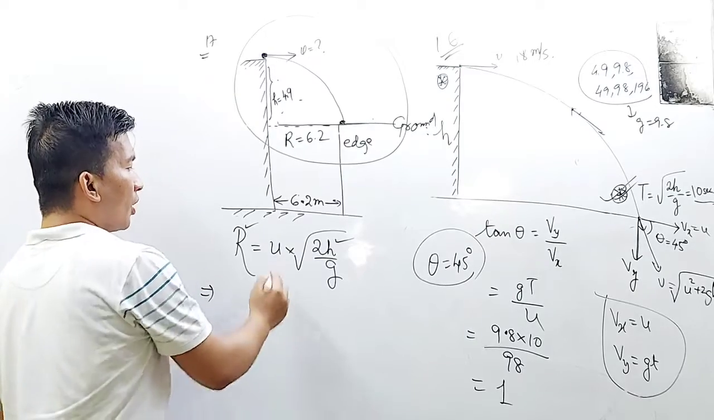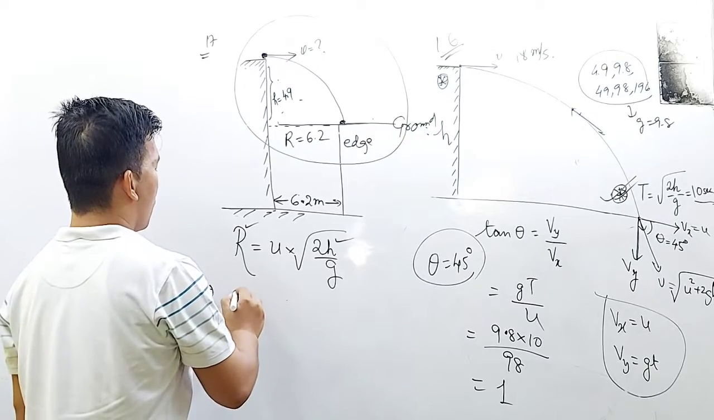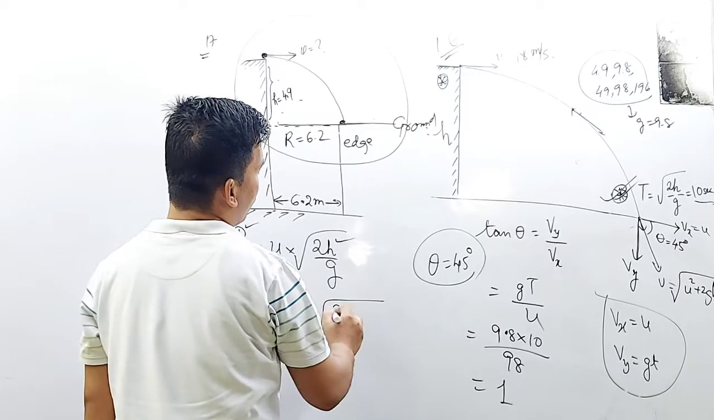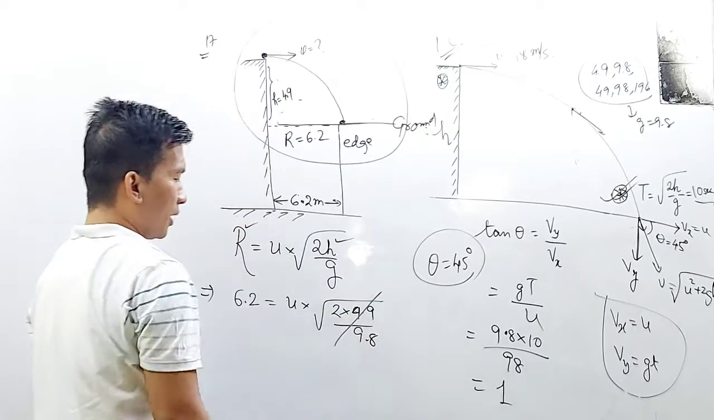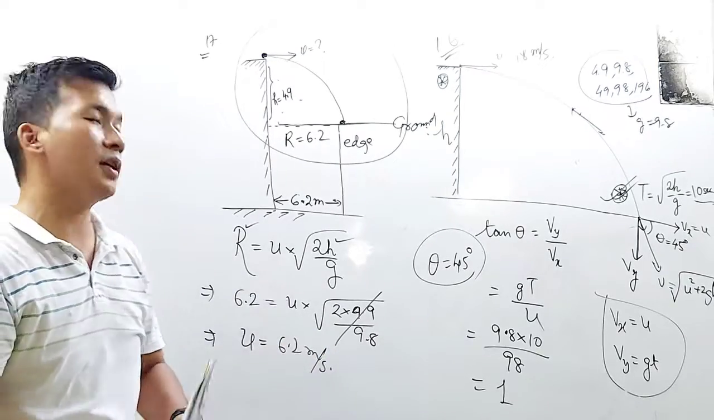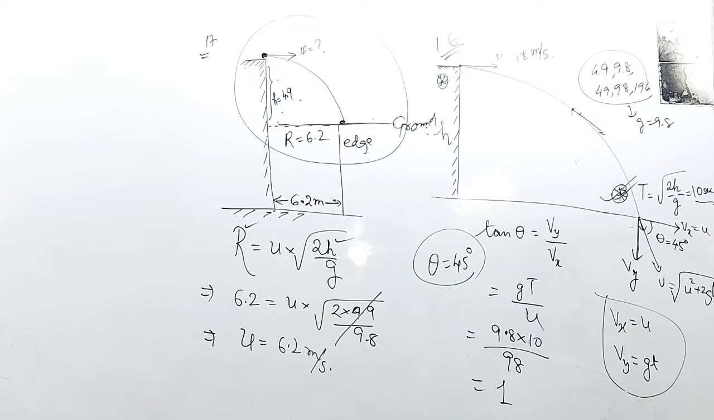Can we put it in a very simple way? R is 6.2, equal to u into root over 2 into height, 4.9 into 2 is 9.8, this cancels out and our velocity will be 6.2 meter per second. The person must jump with 6.2 meter per second so that he can land safely on the next building. The minimum velocity will be 6.2 meter per second.